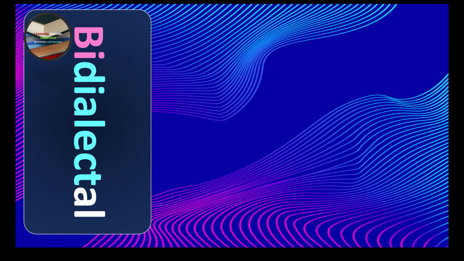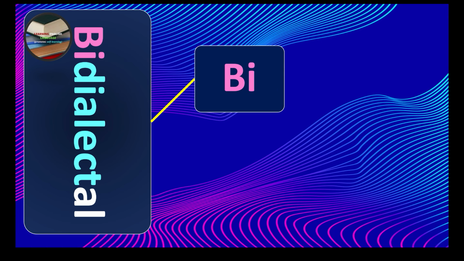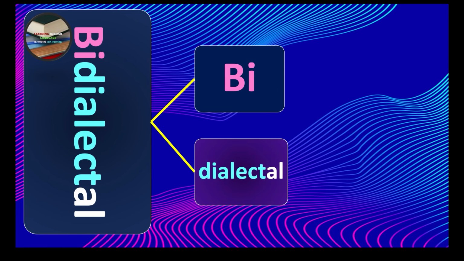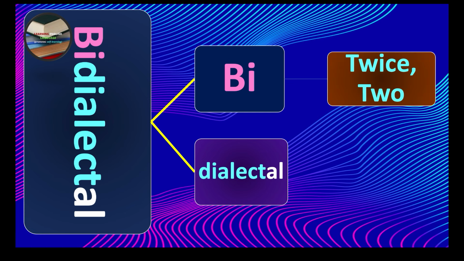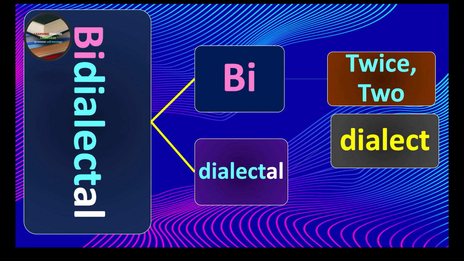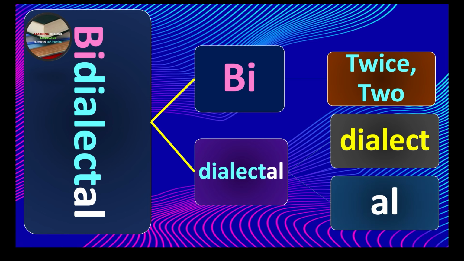The word bidialectical is divided into two parts. The first part is bi and the second one is dialectical. The prefix bi refers to twice or two, and dialectical is further divided into two parts. The first part is dialect, a noun, and then we add the suffix -al, and it becomes dialectical, an adjective.